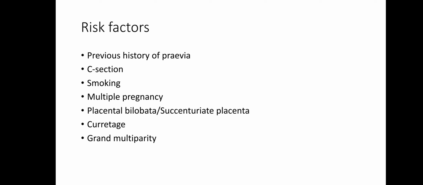Curettage, which is D&C, is one of the types of abortions. So basically you have to scrape off the products of conception from the uterus. So that scraping off can cause fibrosis. So the placenta usually avoids the fibrous areas and will go to healthier areas. Grand multiparity, which means many previous pregnancies, usually more than 4.